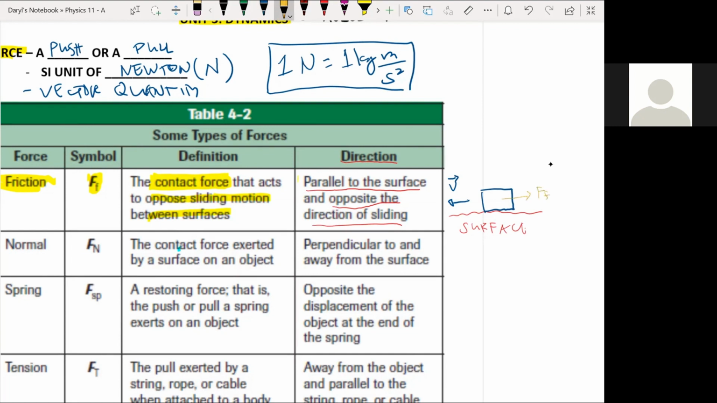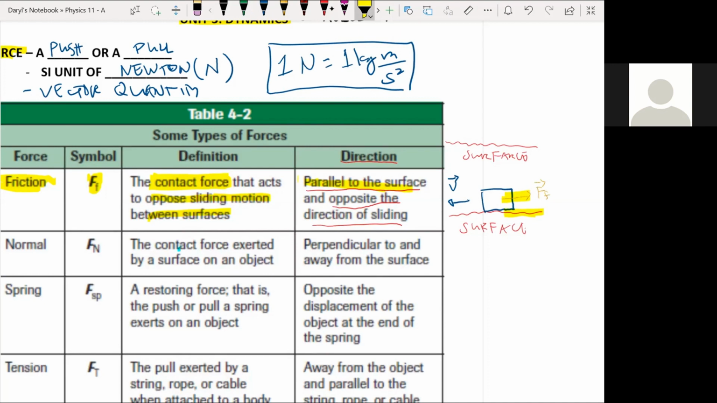Just to denote that this is a vector quantity, the arrow must be there. If you have another drawing, and again, this is your surface, if you can see, that's parallel. These two are parallel with this. So the friction is always parallel to your surface.